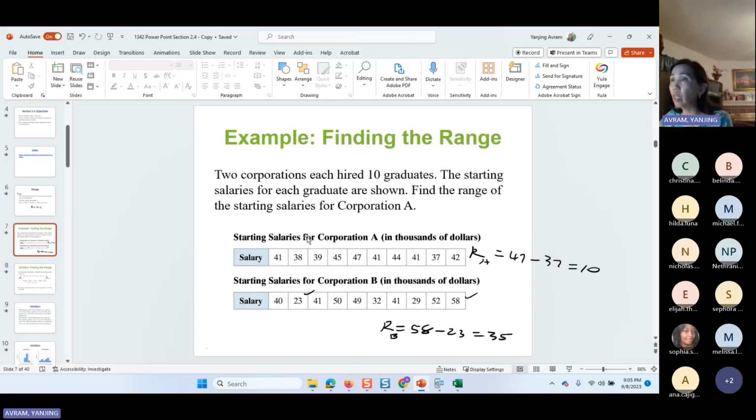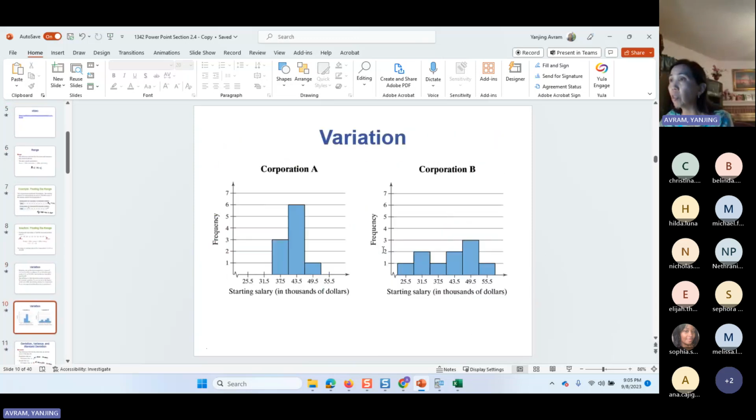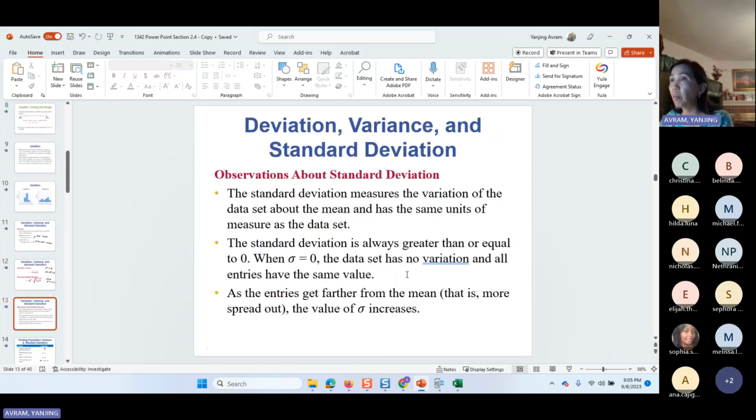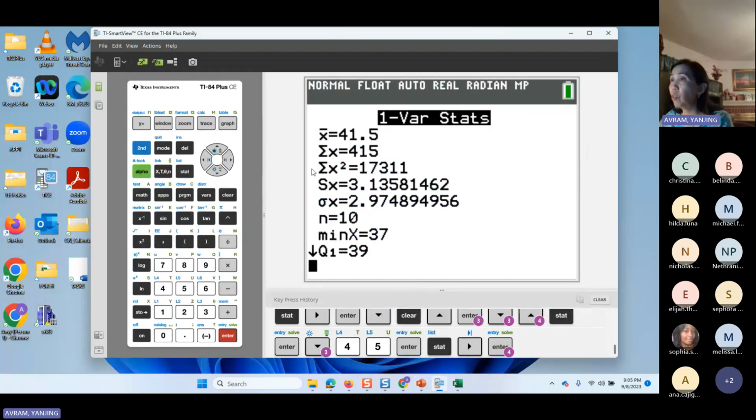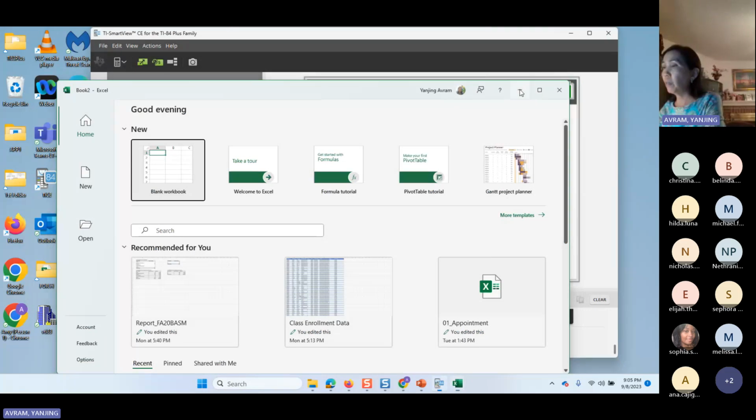All right, so that's a single salary for corporation A. So that means that they have at least many people. Okay, that's the population. They say the population in there. So when you have a set of population, you're going to use the sigma, this is σx. So you have 2.97. That's the standard deviation, 2.97, right?